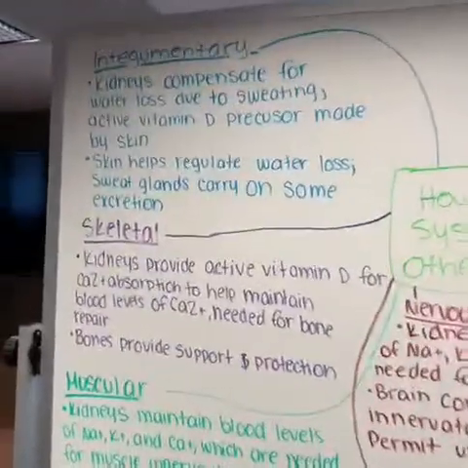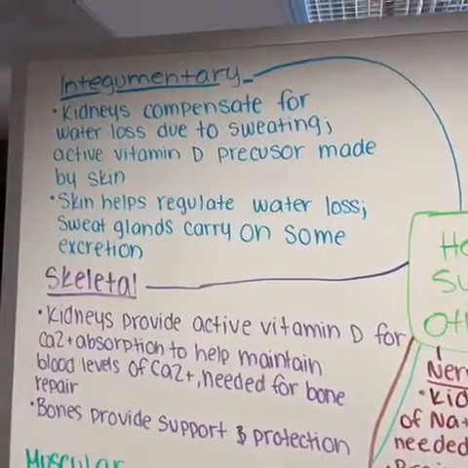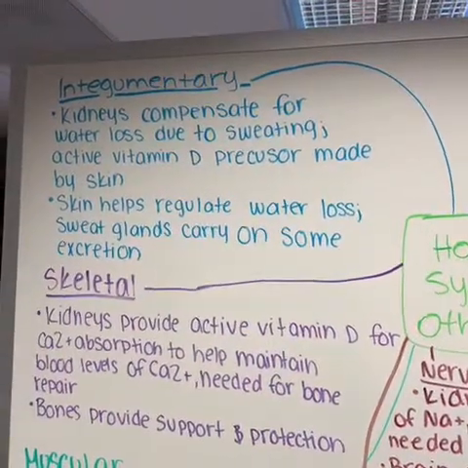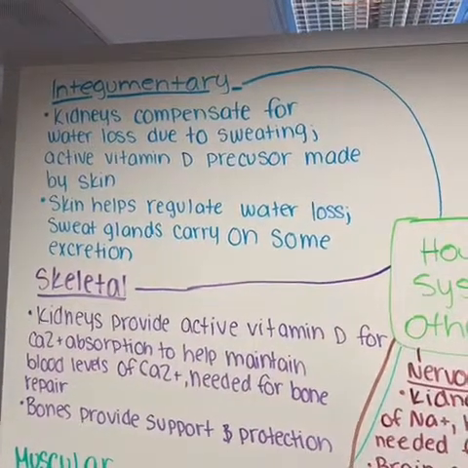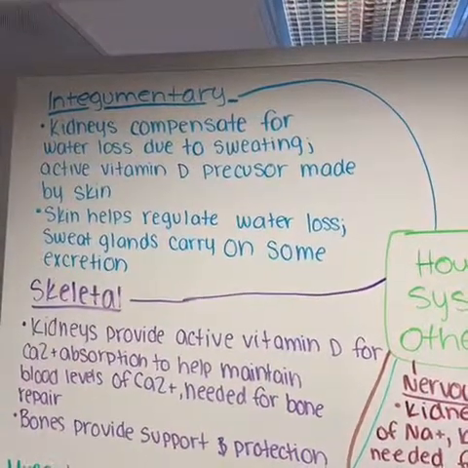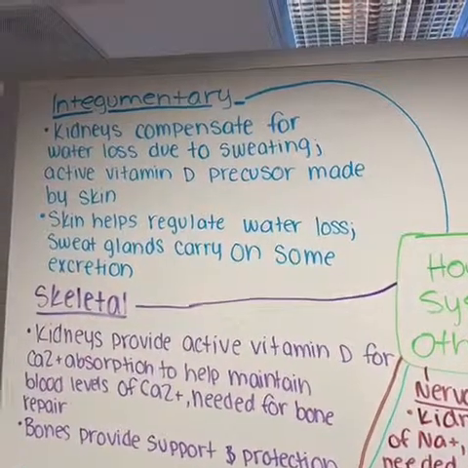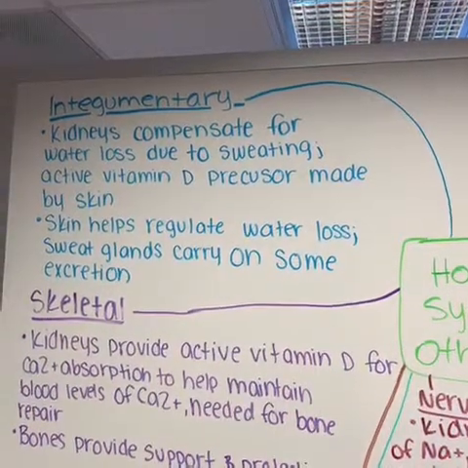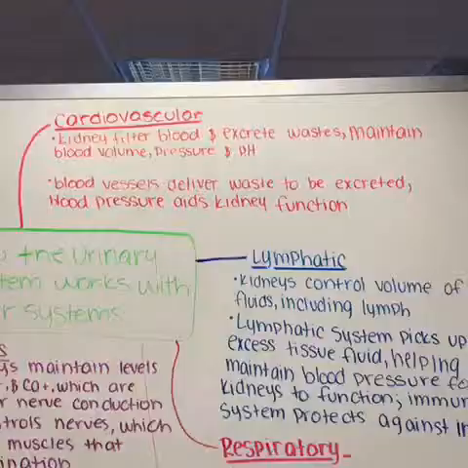The integumentary system. Kidneys compensate for water loss due to sweating. Active vitamin D precursor is made by skin. Skin helps regulate water loss. Sweat glands carry on some excretion.